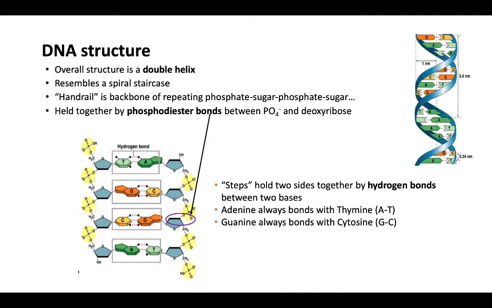Thymine is a pyrimidine, remember the Y. Adenine is a purine. So we always have one pyrimidine to one purine. If you look also, thymine has one ring, adenine has two. And the little pink dots represent two hydrogen bonds between those two bases.